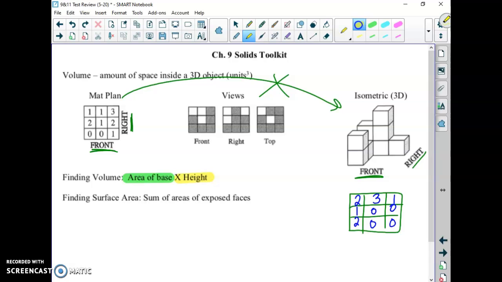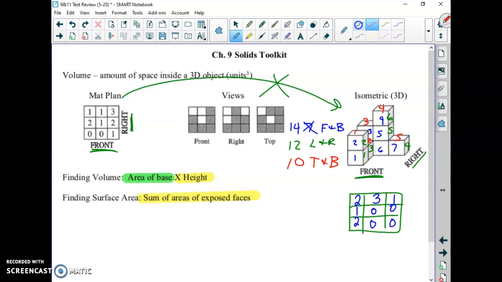Okay? Surface area, the sum of all the exposed spaces, so you got to count. Like surface area for this one in particular, I would see 1, 2, 3, 4, 5, 6, 7 from the front, so 7 front and back, or 14 I should say. From the right, 1, 2, 3, 4, 5, 6. So 12 from the left and right. And then the top, 1, 2, 3, 4, 5. So 10 from the top and bottom. I'd add all those together, and I get a grand total of 36. The surface area of this particular one.